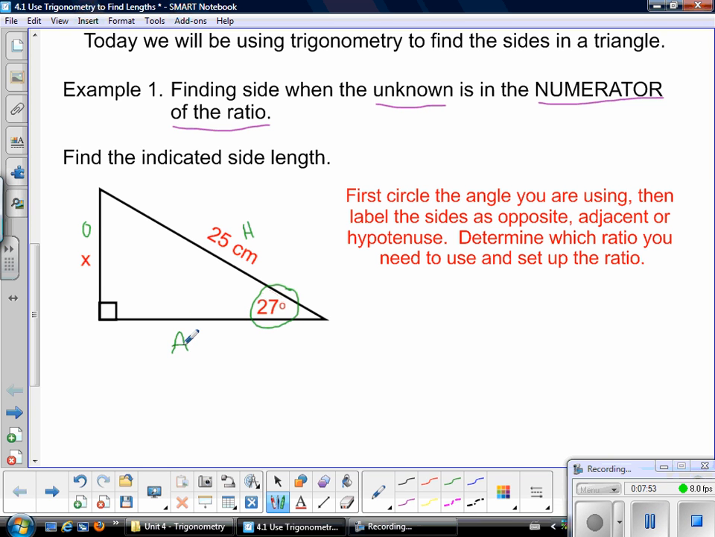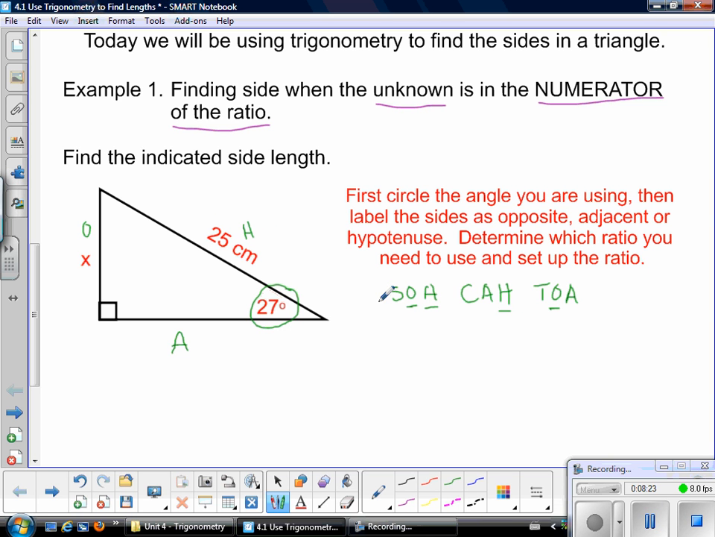Now I need to determine whether I'm using SOH, CAH, or TOA. Now, some people have difficulty with this, so I'm going to show you a little trick that works for me sometimes. I can see that I want to find x. X is the opposite side, so I'm going to just underline all the O's. And the side they gave me was the hypotenuse.